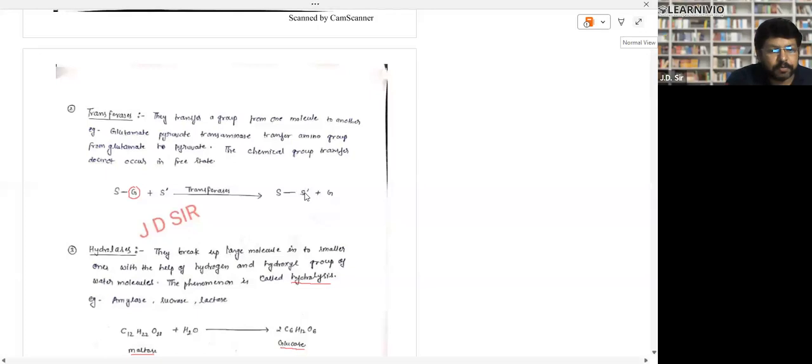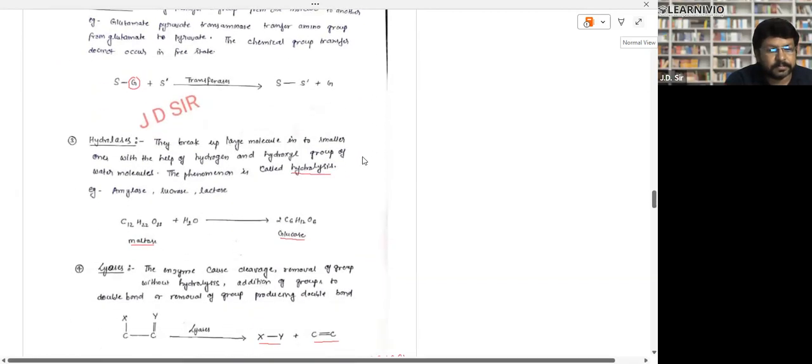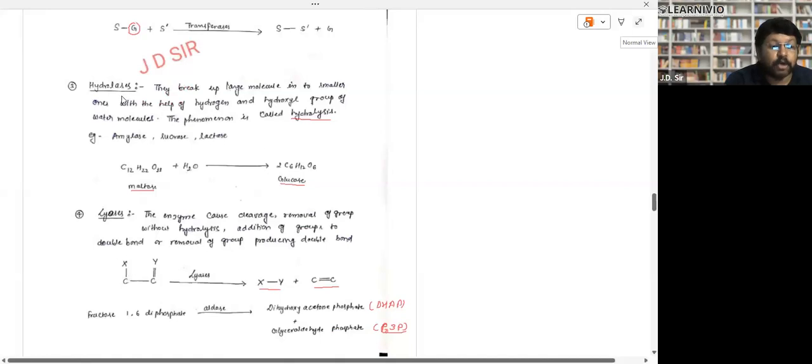The chemical group transfer does not occur in free state, right? Now hydrolases, they break, again every enzyme has ASE as its suffix. Here they break up a large molecule into a smaller one with the help of the hydrogen and hydroxyl group of a water molecule. The phenomenon is called hydrolysis, right?